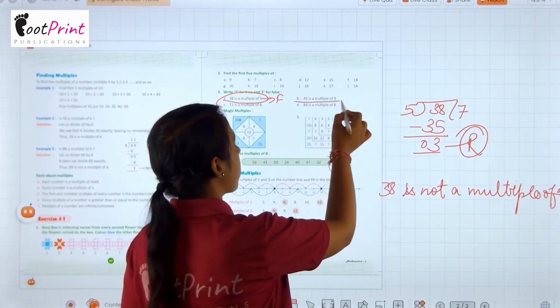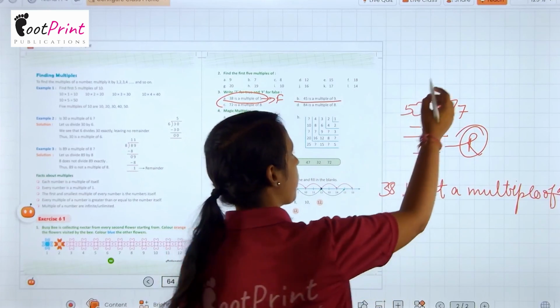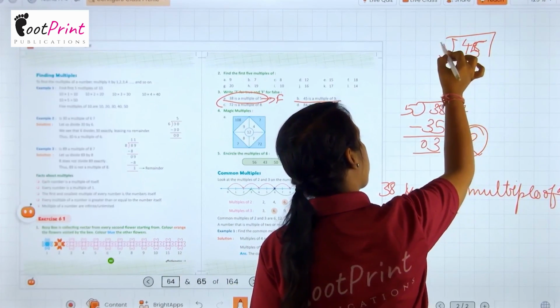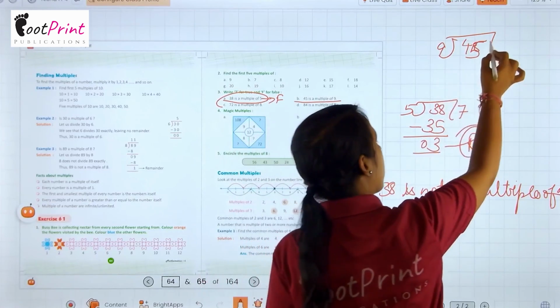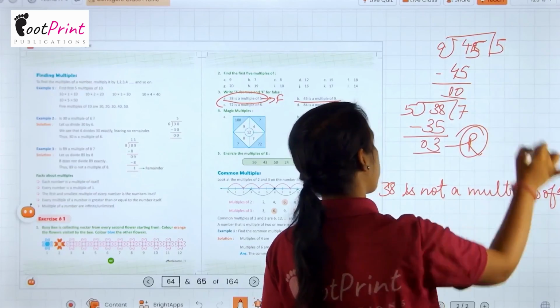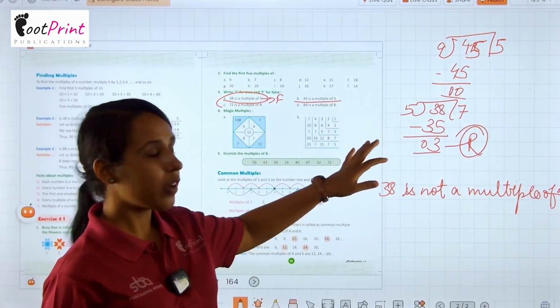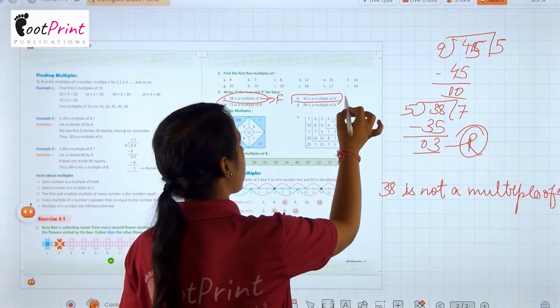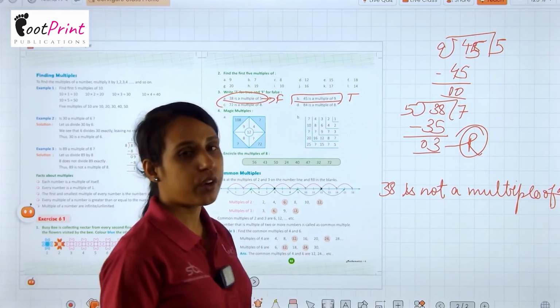Now we can solve this one also. Here is 45 and we have to find out if it is a multiple of 9 or not. So 9 5s are 45 and the remainder will become 0. It means there is no remainder and 45 is a multiple of 9. It means we can write here true.